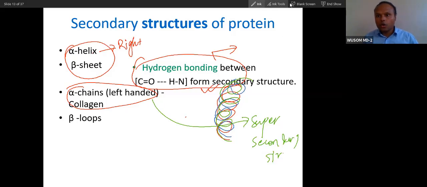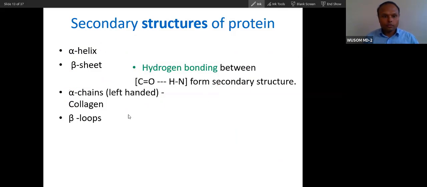Okay, so this is collagen. And this collagen is also held by hydrogen bond, which plays a very important role in collagen also. We will talk in detail about collagen synthesis and processing. Don't worry about it. First, let's focus on alpha helix and beta pleated sheet. Both are held by this hydrogen bond.